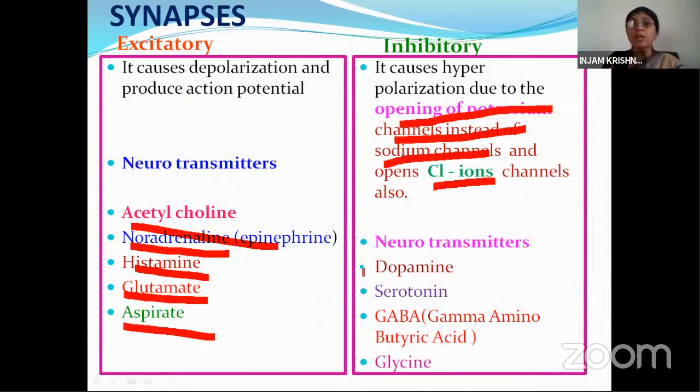If inhibitory neurotransmitters are released, what are those? Dopamine, serotonin, GABA (gamma aminobutyric acid), etc. If such a neurotransmitter is released, what will happen? It leads to closing of sodium ion gated channels, opening of chloride ion gated channels, and opening of potassium ion gated channels before the sodium ion channels open. So it leads to hyperpolarization. At the point of hyperpolarization, there is no action potential. That's why we call it inhibitory.